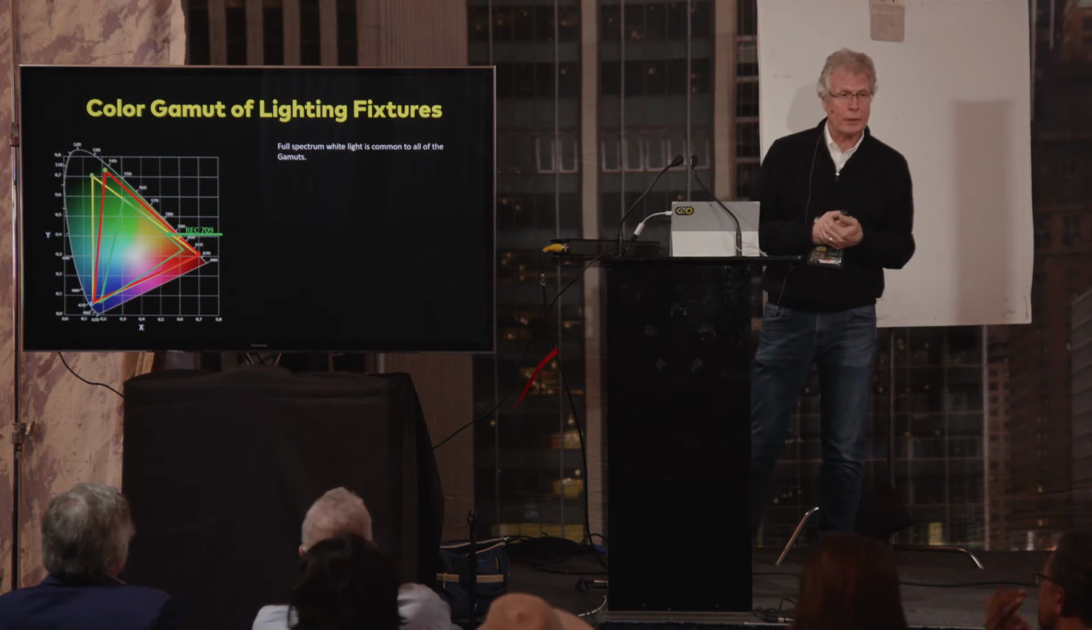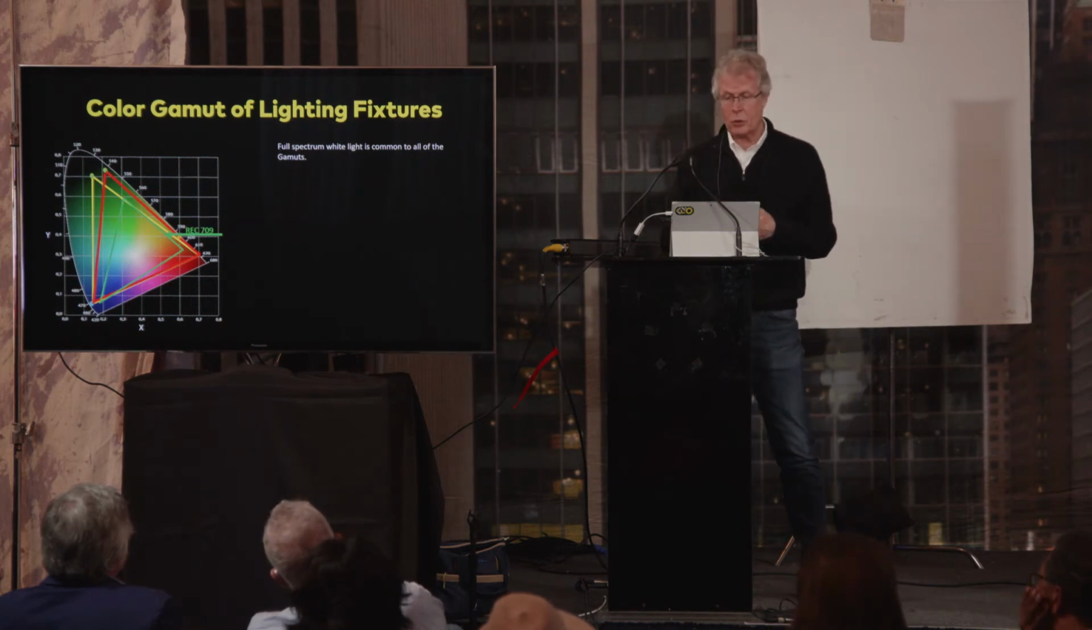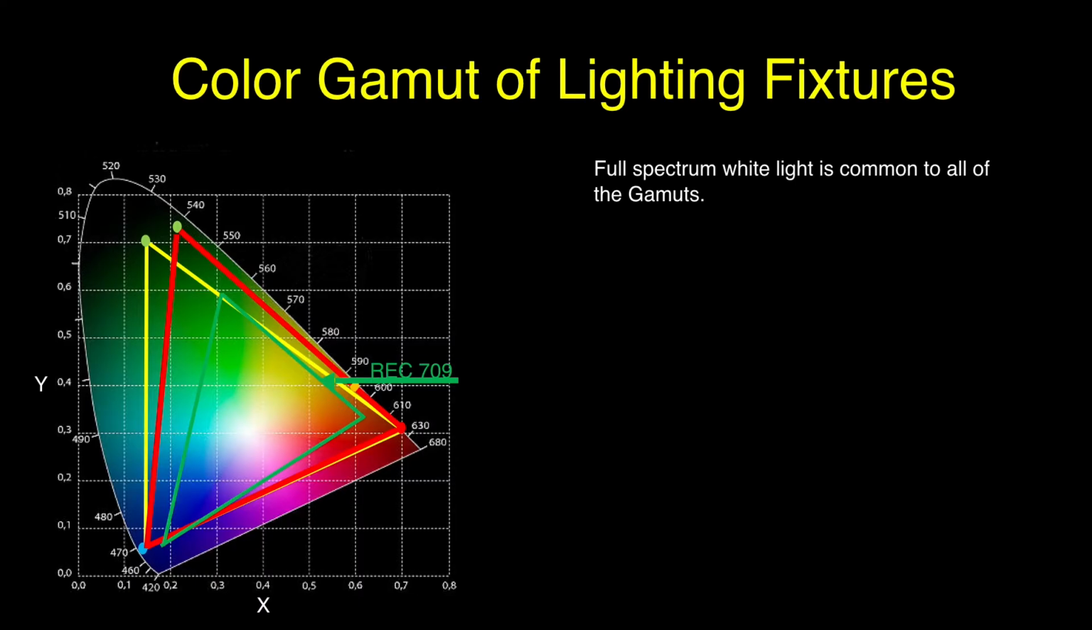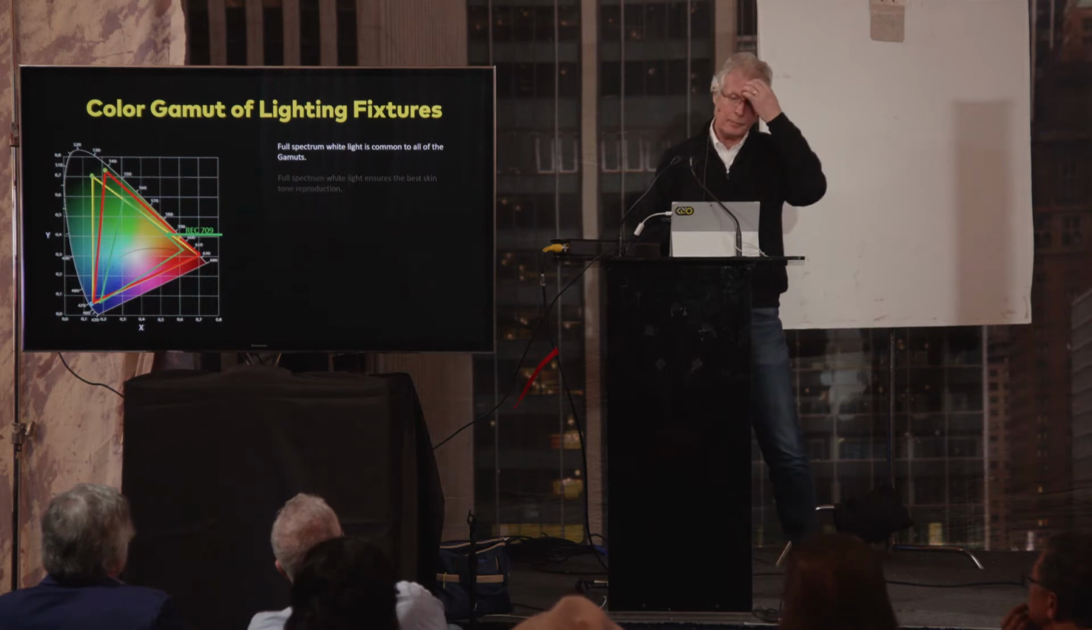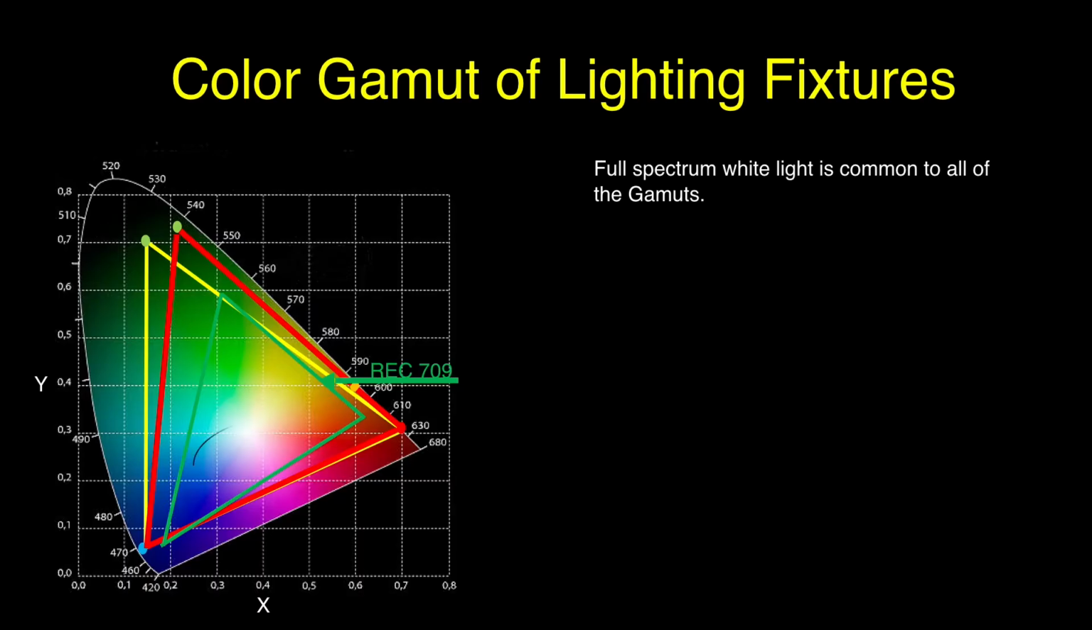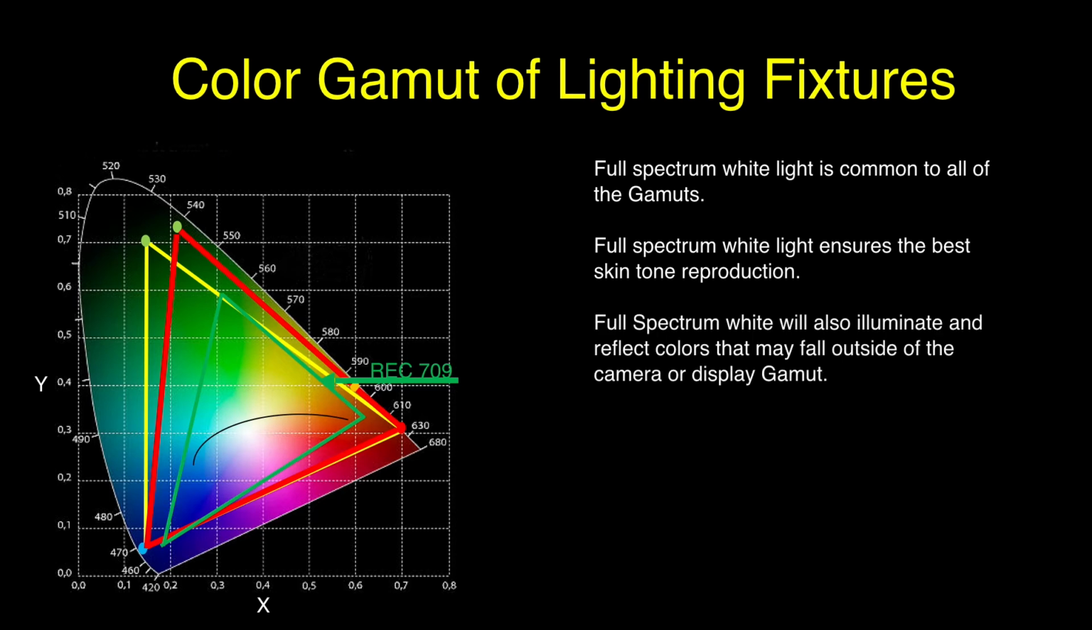In the middle is the white. This full spectrum white light is common to all the gamuts. So every gamut starts off with a D65 point. And so that's how we define the starting point of a gamut. Full spectrum light, that's where your skin tone reproductions come through. This is where the other objects that you're illuminating come in. You're doing a commercial, you've got corporate colors, you've got packaging that has to be accurate.